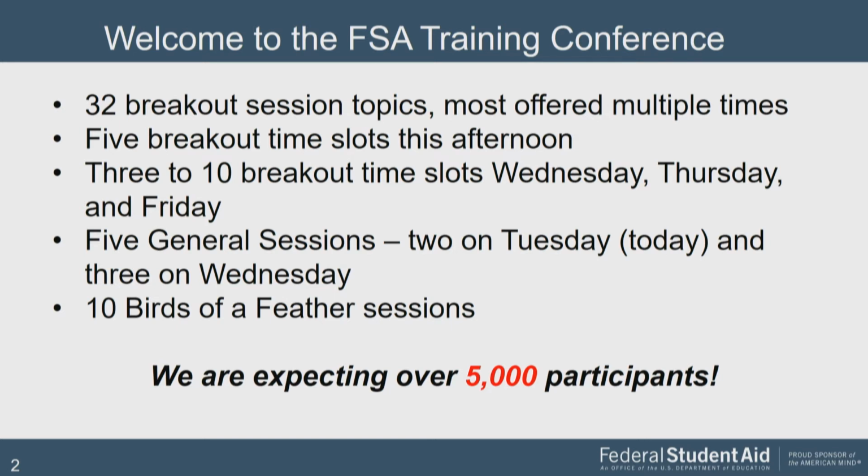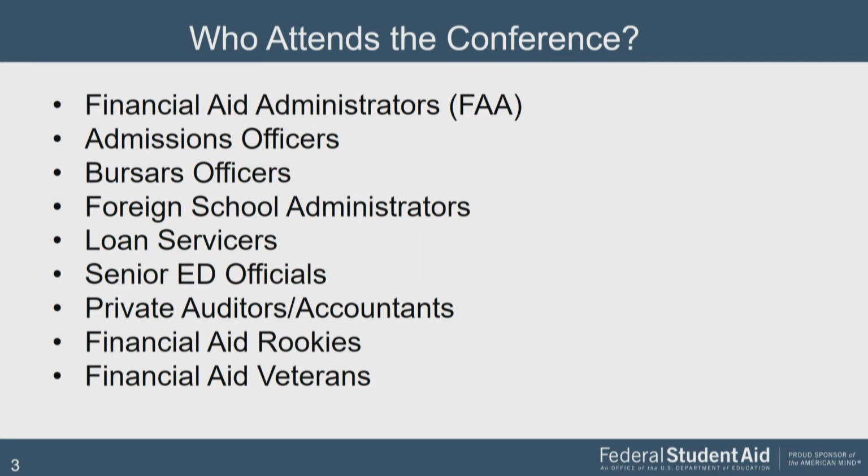We also have 10 birds of a feather sessions that we'll talk about in just a second. We want you to hit all of these, the general sessions, the breakout sessions, the birds of a feather sessions. This is a large conference, one of the bigger ones, over 5,000 financial aid administrators or school officials will be here this week. So you'll have plenty of opportunity to get to know people, both in the U.S. Department of Education and also people that do the same thing you do at your school, just perhaps in a different state or a different institution.